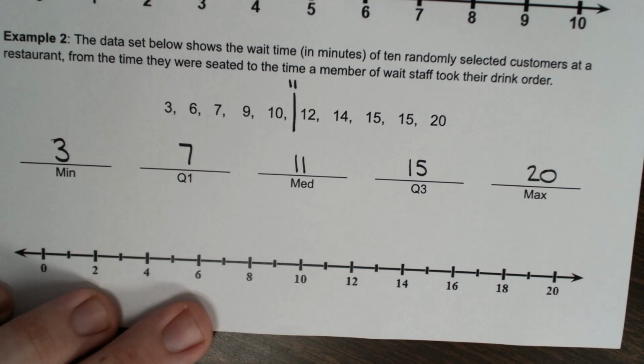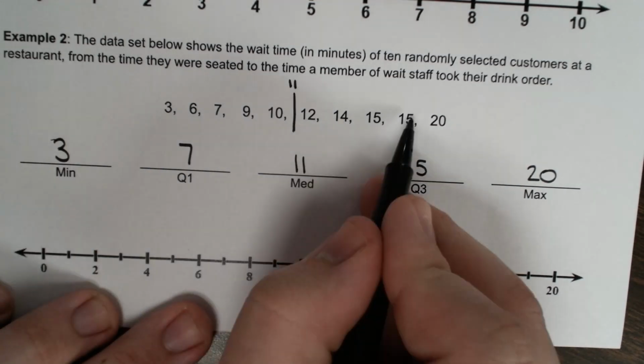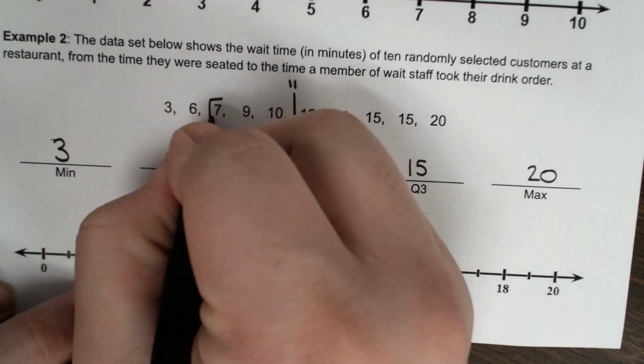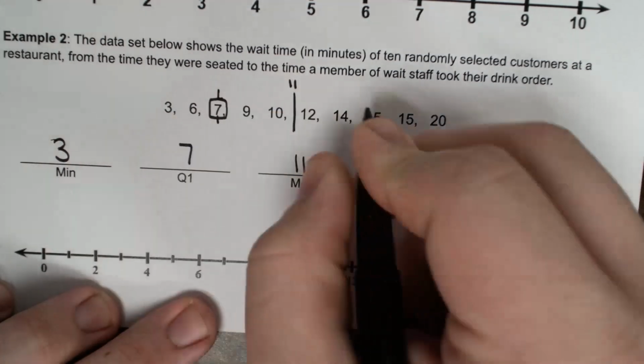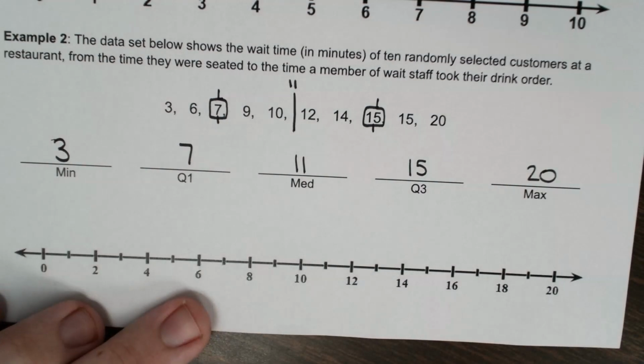And that median does correctly partition my data into 2 pieces. The 5 numbers in the low half and the 5 numbers in the upper half. Then the 7 comes from the middle of the low half. The 15 comes from the middle of the upper half. Sound okay?